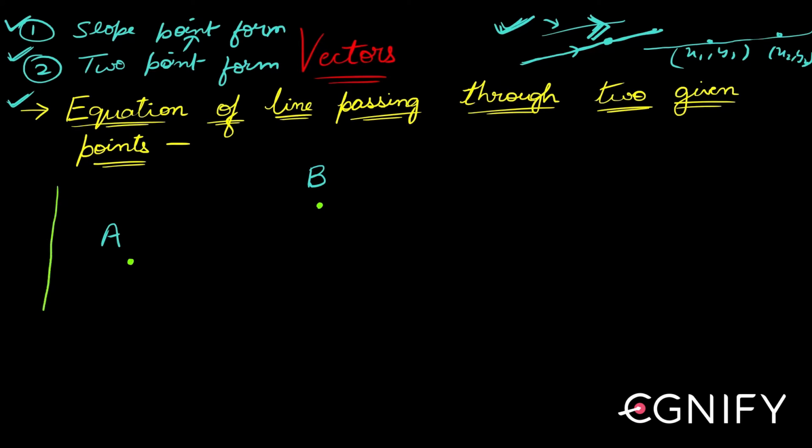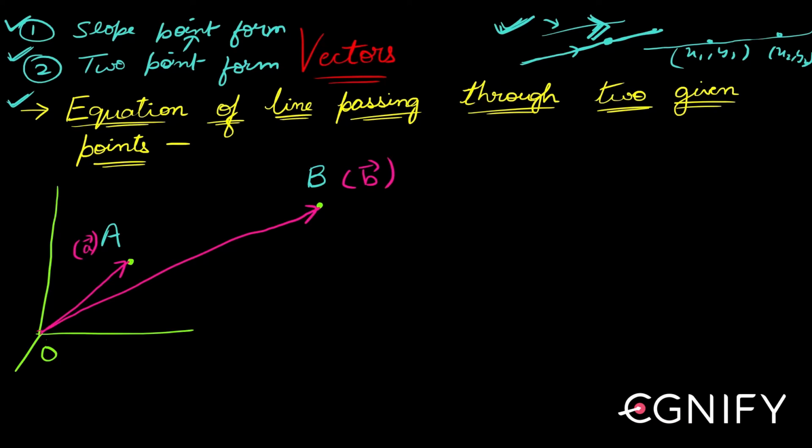So what I will do is I will first construct this origin, and what I will get is the position vector of this point. Let the position vector of your point A be a bar. Similarly, the position vector of this point B is b bar. Now what I need is this straight line which passes through these 2 points.